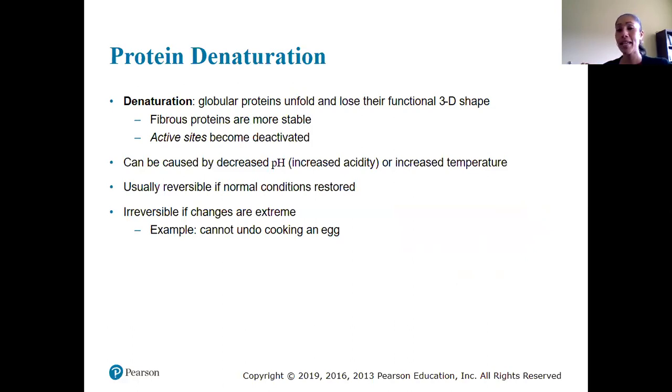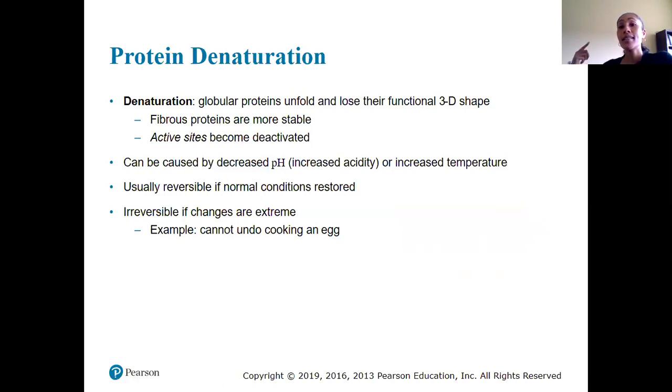So let's say your blood pH decreases. Remember, like we were talking about in the homeostatic imbalance, if the blood pH were to decrease too much, it will inactivate enzymes. And what's happening, enzymes are proteins, it will cause that protein, that enzyme, to denature and unfold from its quaternary structure or its third level structure to a secondary or first level structure. If a protein, especially if a globular protein, were to denature, the active sites become deactivated and there's no way that a substance can bind to it and then allow for it to work.